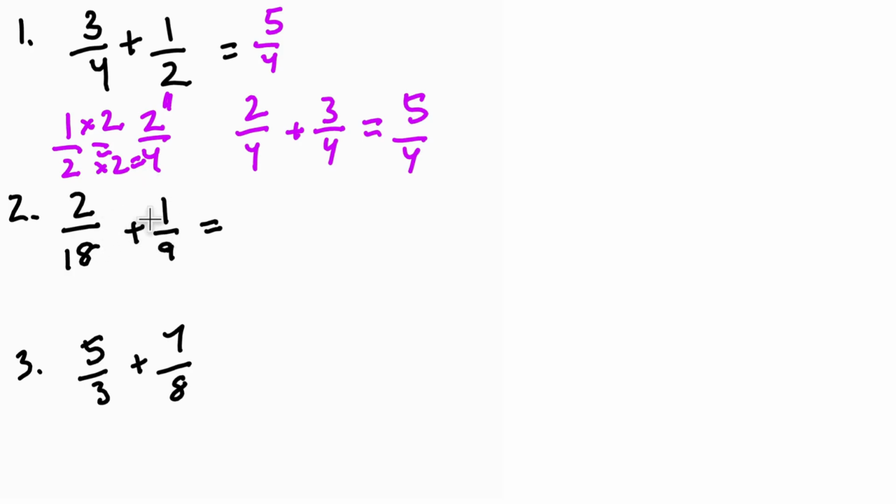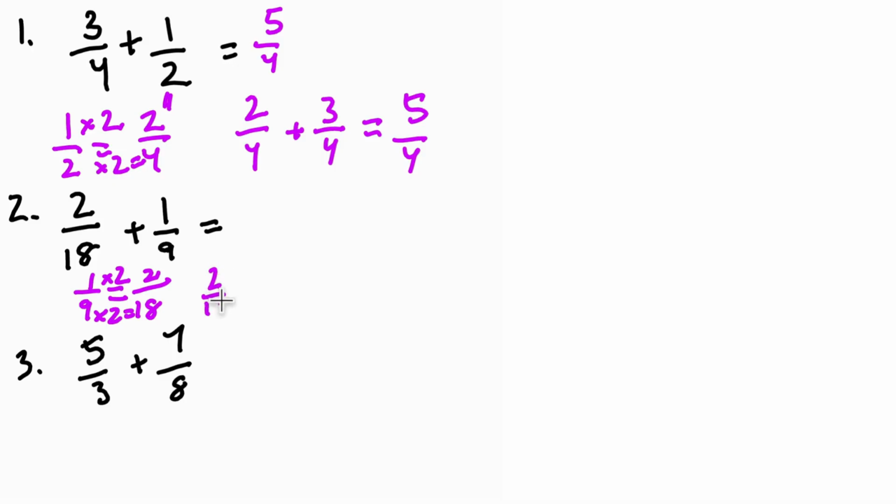Number 2, 2 over 18 plus 1 over 9. Okay, so we can do this two different ways. I'll solve it both ways just to show you. So let's start with 1 over 9. How do we make that with the denominator of 18? So 9 times 2 is equal to 18. So 1 times 2 is equal to 2. So 1/9 is equal to 2/18.